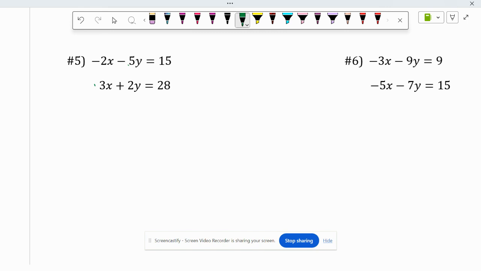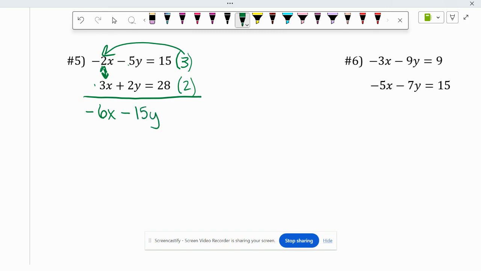If you can't think about what you're trying to do, take the 2 numbers and multiply them together. 2 times 3 is 6. So that means I have to multiply this top equation. I took 2 times 3, and I took 3 times 2. That's how we do it. So let's see what we can get. 3 times -2 is -6x, absolutely. 3 times -5y is -15y. And 3 times 15 is?